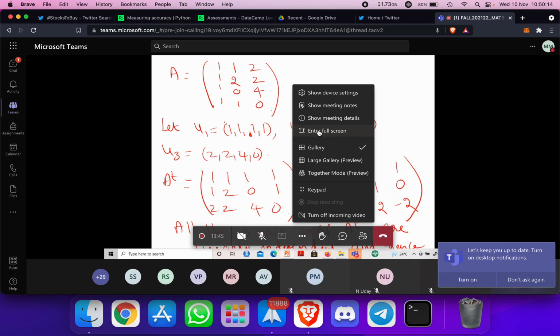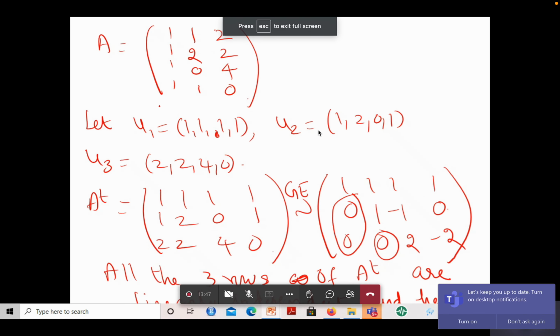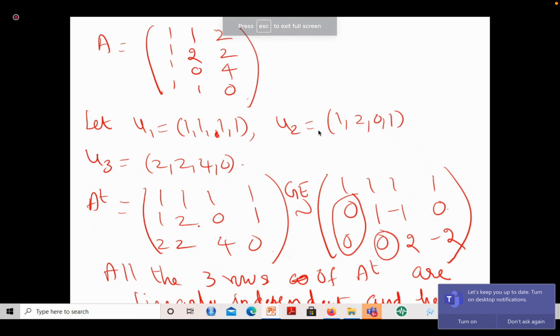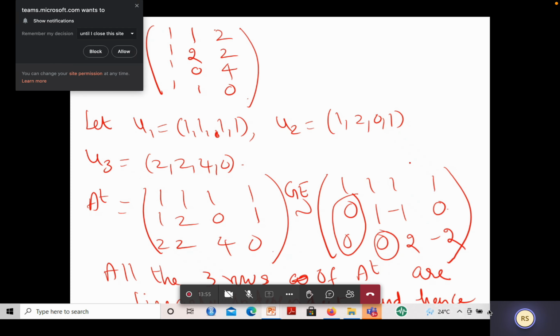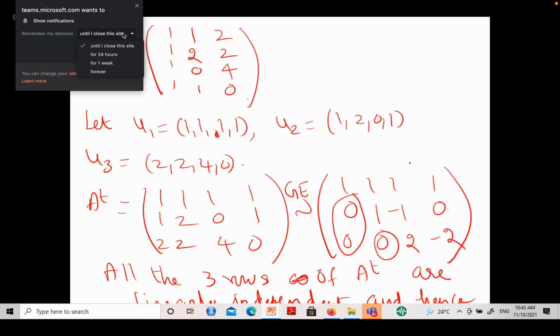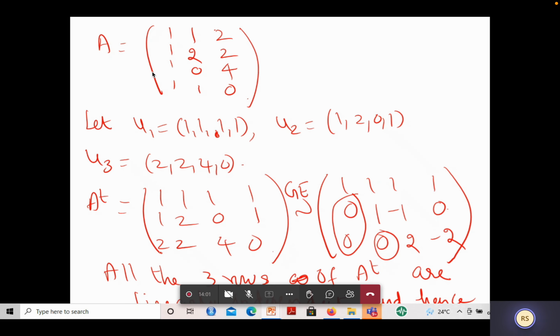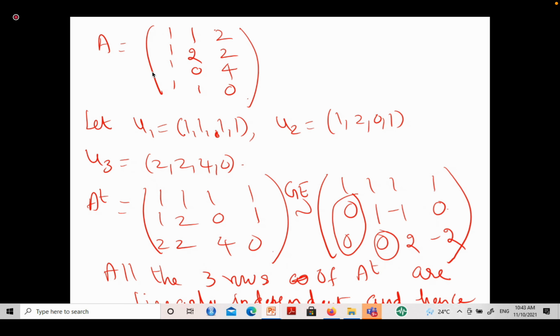Don't apply directly to the actual matrix, transpose the matrix and apply. If you apply Gaussian elimination, it is clear that all the three rows are linearly independent, non-zero rows. So they are linearly independent. The three rows of A transpose are nothing but the three columns of A. Hence the three columns are linearly independent. That means these three columns form the basis for the column space.